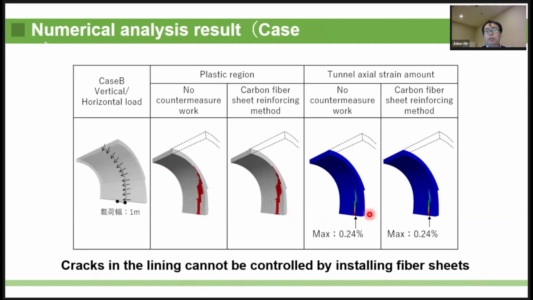This slide shows the effect of the carbon fiber sheet in case B. The simulation results with and without the carbon fiber sheet are shown, but there is no difference in the plastic region and strain. In other words, cracks in the lining cannot be controlled by installing a fiber sheet.